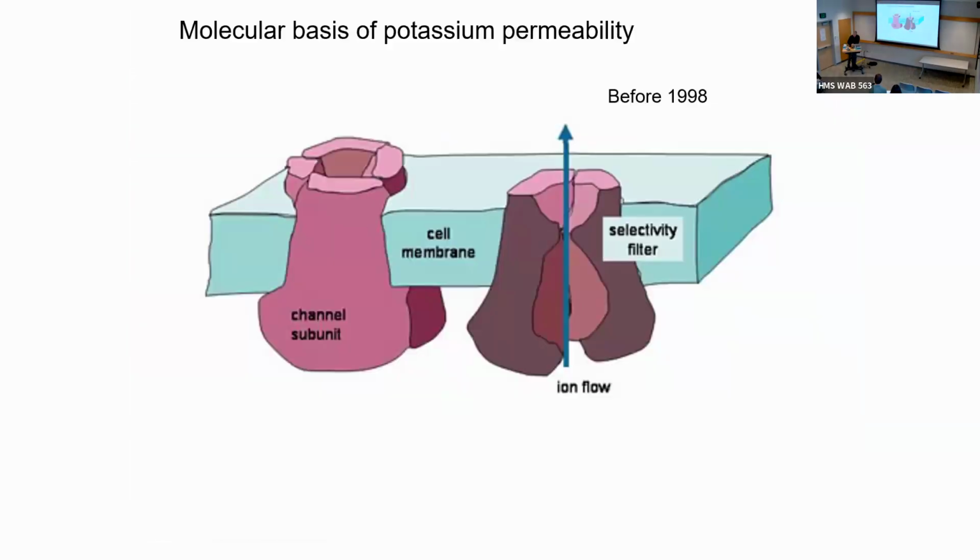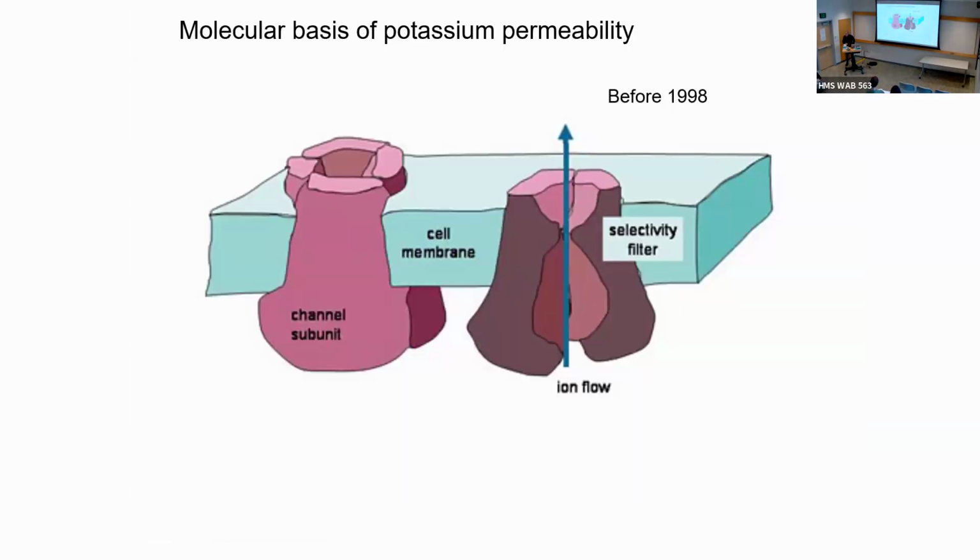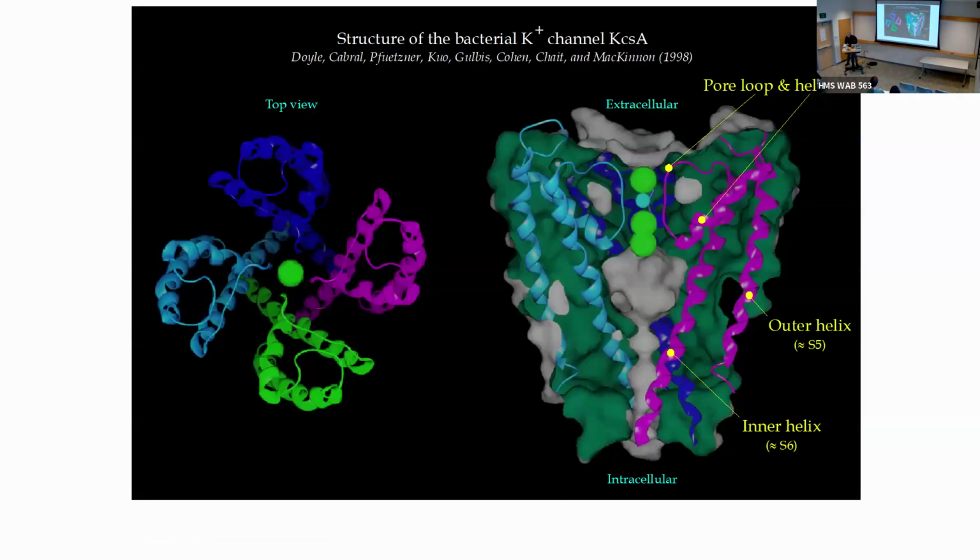Okay, so I'm going to very briefly talk a little bit about the structure of channels. Before 1998, this was the picture we had of what a potassium channel was. And then there was this amazing achievement by Rod MacKinnon, who spent years trying to figure out how to crystallize channels in such a way that he could do X-ray crystallography. He finally succeeded in 1998 and came up with the first actual structure of what a channel looked like.